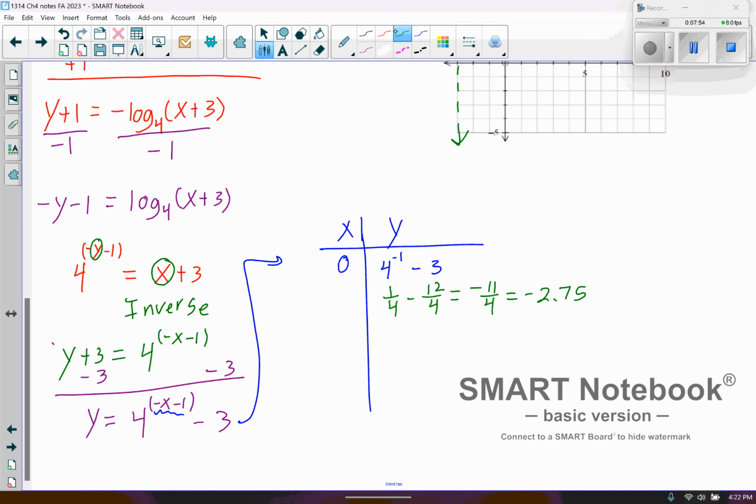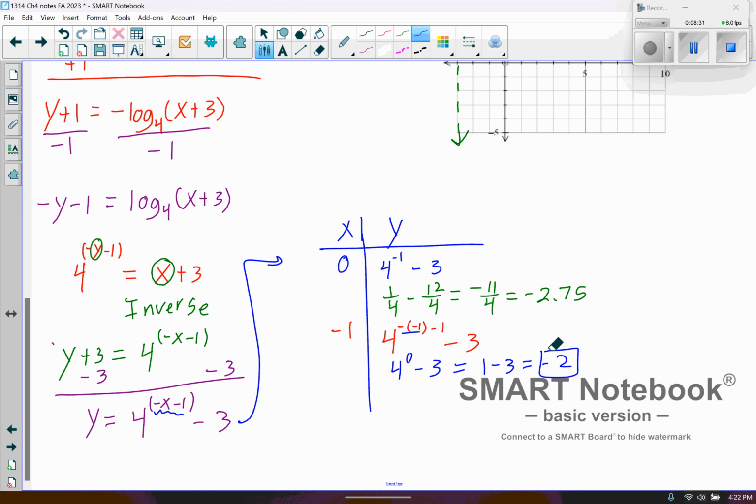Okay, so then the next value that I'm going to plug in, I want to get a 0 here. So this is where it gets a little tricky. I'm actually going to plug in a -1, because I'm going to get 4 to the power of -1 minus 1, and then minus 3. That double negative becomes a positive 1. 1 take away 1 will give me 4 to the power of 0 minus 3. And then that will give me 1 minus 3, which is -2. So now I've got that value.